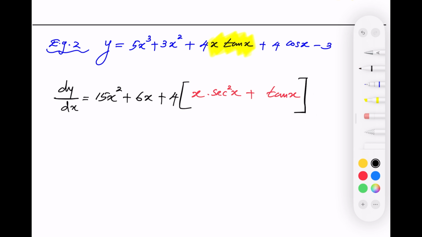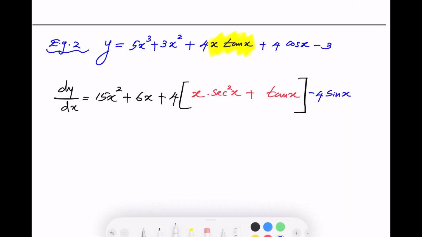Then we need to differentiate 4 times cosine x. 4 is a constant. You can take that out. And cosine x differentiation is equal to negative sine x. Therefore, that term becomes negative 4 sine x. When you differentiate 3, it becomes 0. Can we do any further simplifications of this? Any further simplifications are not possible because there are no like terms to be combined. Therefore, we can stop at this point. That's the final answer for that example.